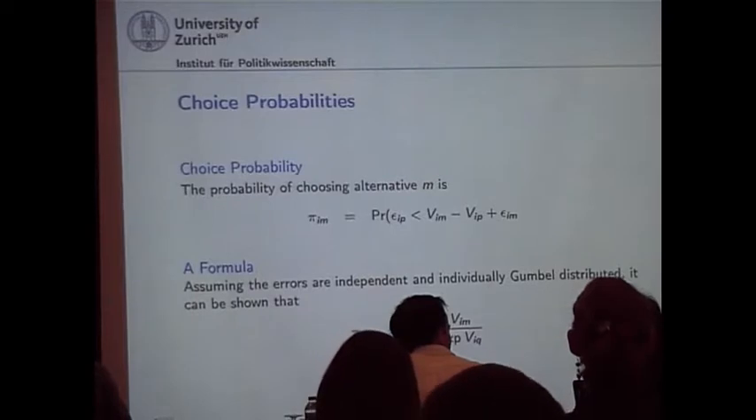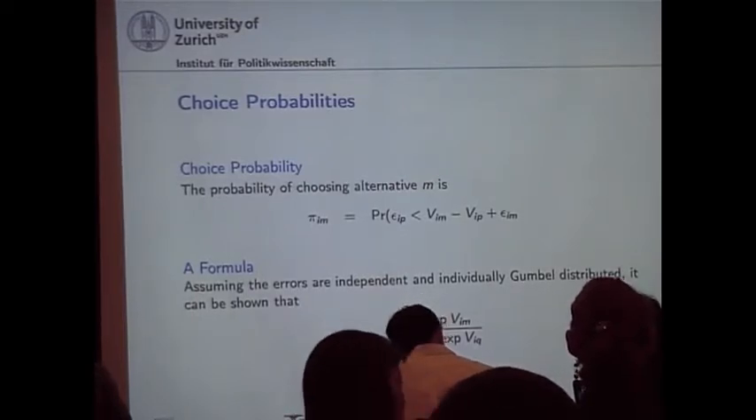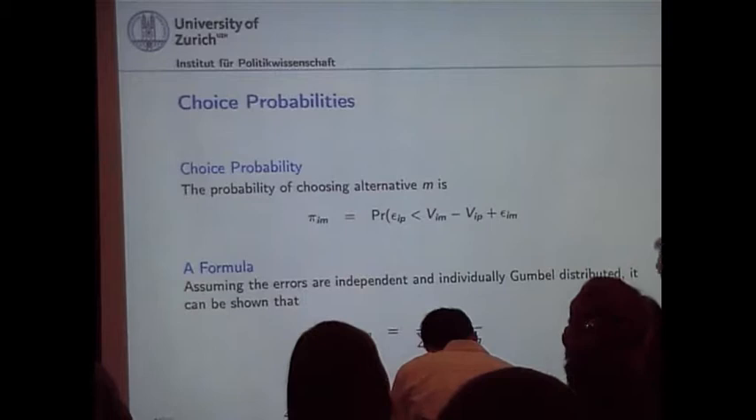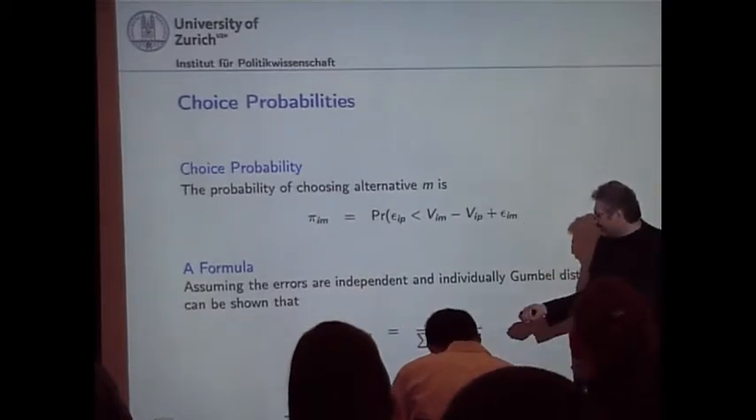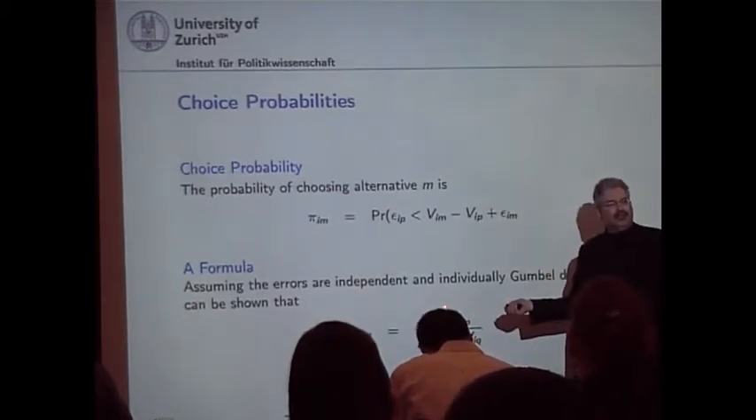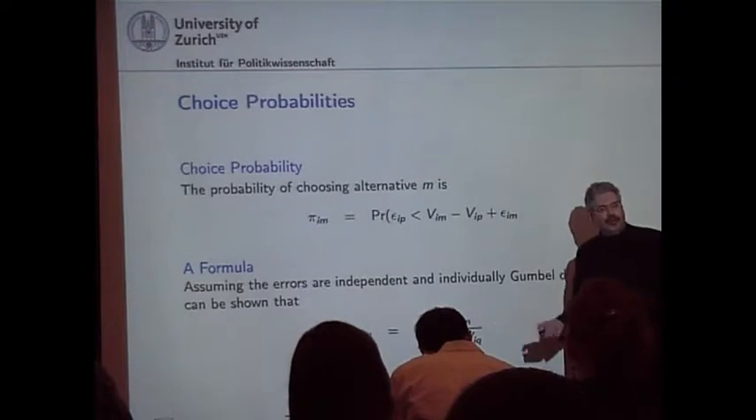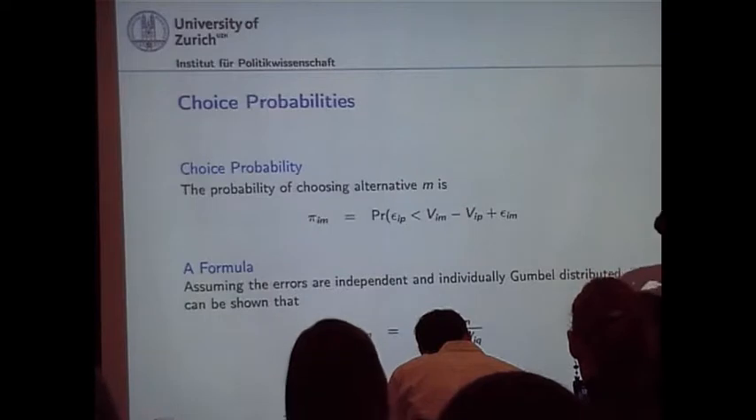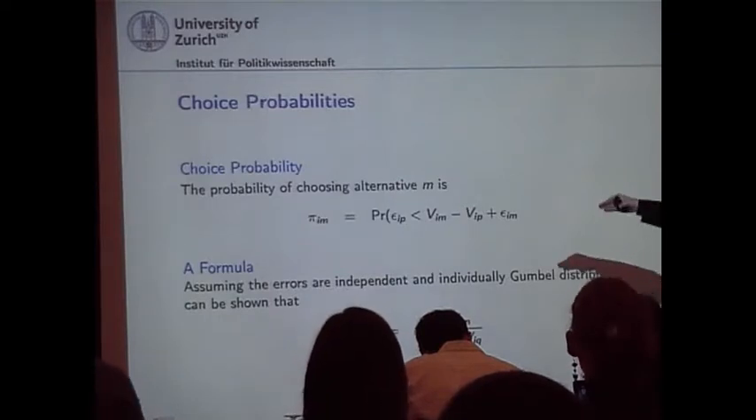Daniel McFadden, the Nobel Prize winning econometrician of choice models, does it with all the math. Try to reconstruct his work. It will take you a little while. Here's where you end up: E raised to the power systematic utility for alternative M over the sum of E raised to the power systematic utility of all of the alternatives in the set.